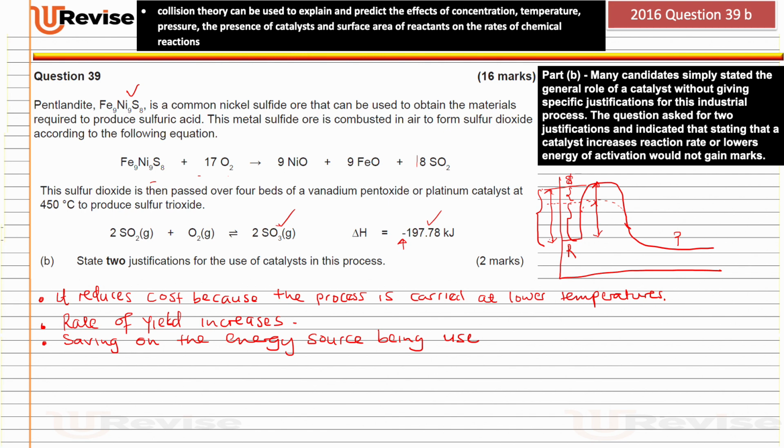Obviously, carrying out a reaction that involves gases like this at a higher temperature carries its own risk. So if I lower the temperature, I'm mitigating those risks involved, because these are gases, right? And gases at high temperature means high pressure in the real world. So it makes the production process safer.